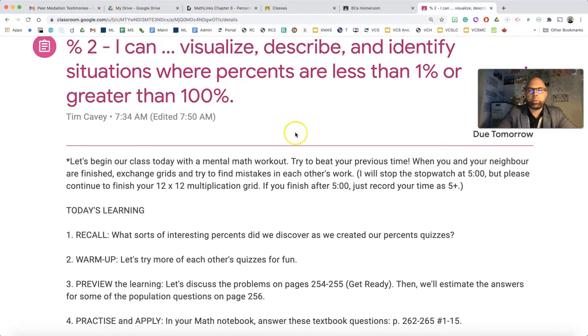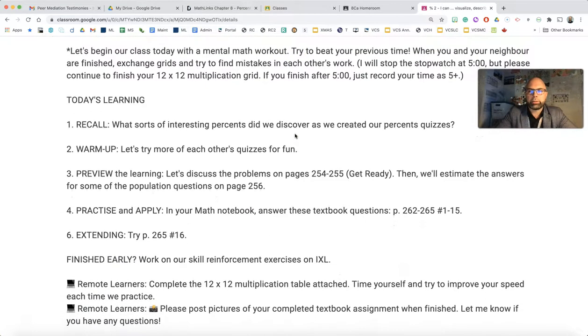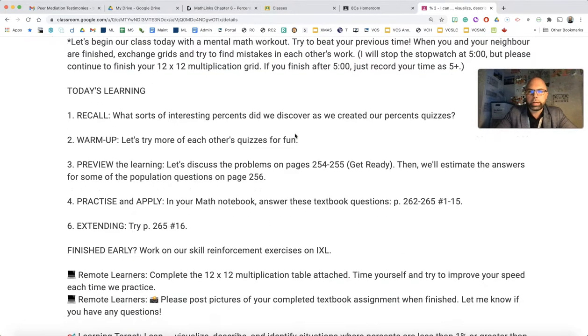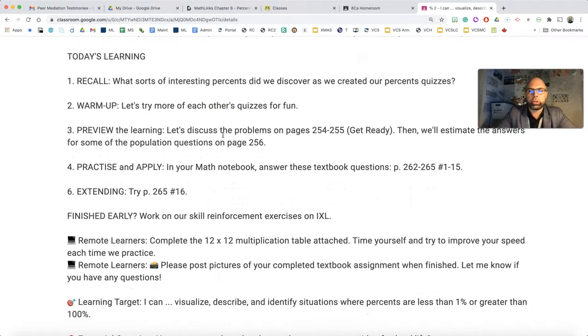So in class today, if we have time, we're going to take a little bit of time to do some mental math workouts and practice our multiplication, always helpful. From there, in today's learning, we're going to think back to our percents quizzes, those fun quizzes that we made some time ago, and we're going to try each other's quizzes and see if we can estimate the correct percentages that you are able to find on your internet travels. And then from there, we're going to jump into our textbook. And so I want to work through a few of those problems with you today.